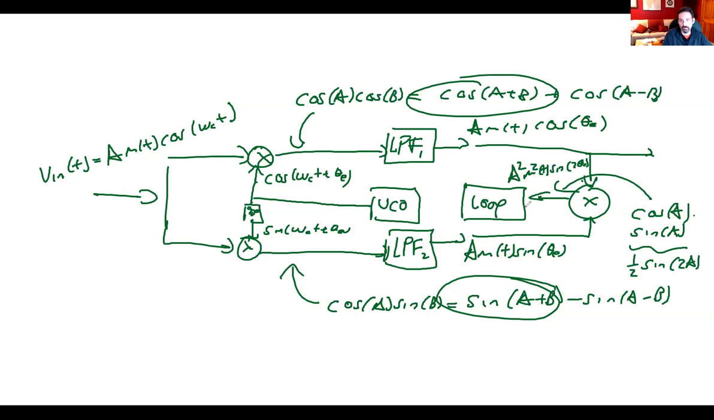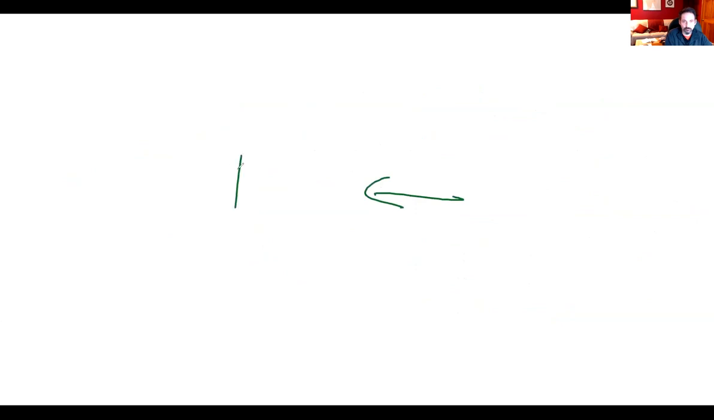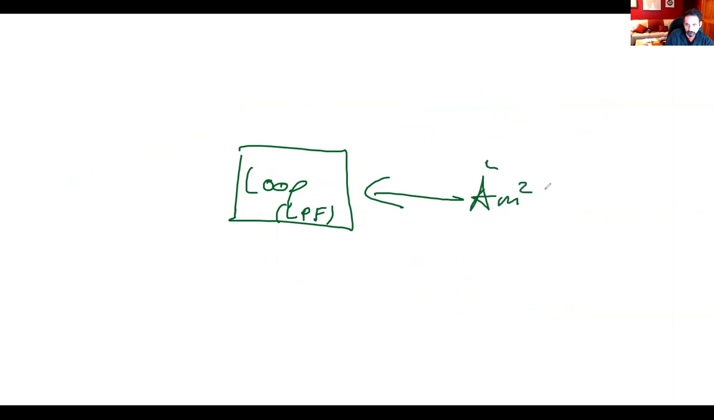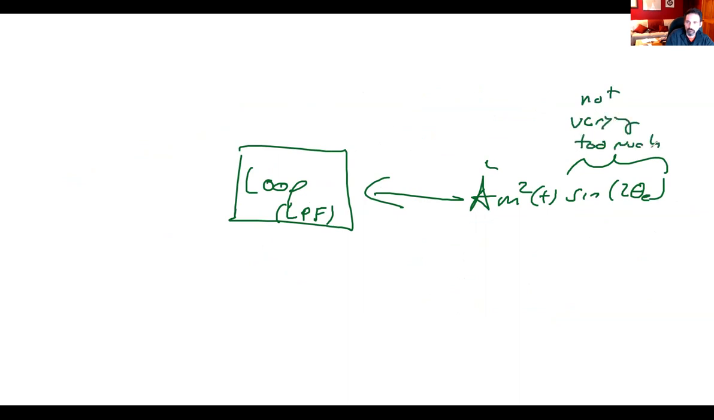So why is it important? So here's why it's important. What happens is this loop filter, which is a low-pass filter, we're feeding in... So here, this is slow moving, it's almost constant, okay? So that's not varying too much.